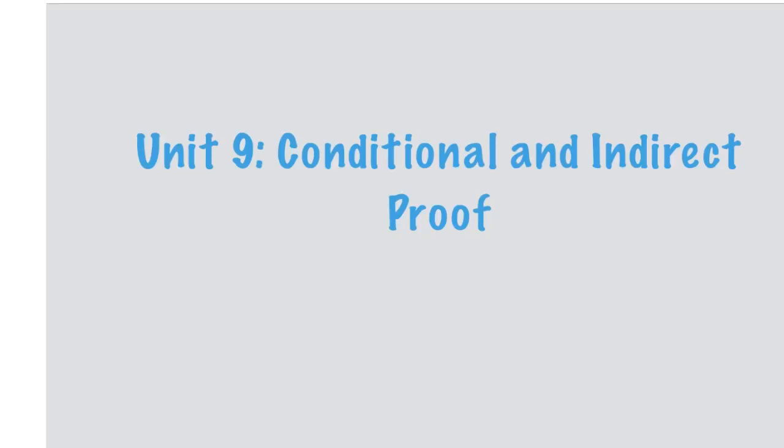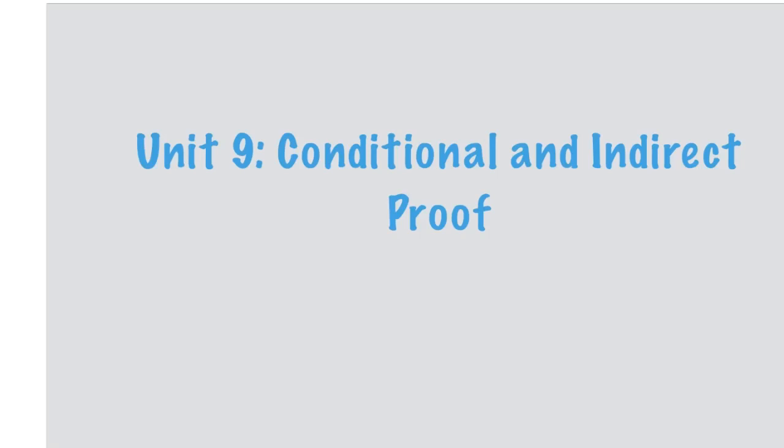Unit 9, Conditional and Indirect Proof. Unit 9 is not a new set of rules, but actually just two new techniques that help us solve problems. So unlike Unit 8, where you had to rely completely on replacement rules, in Unit 9 we give you two techniques that sometimes can make more difficult proofs much, much easier.